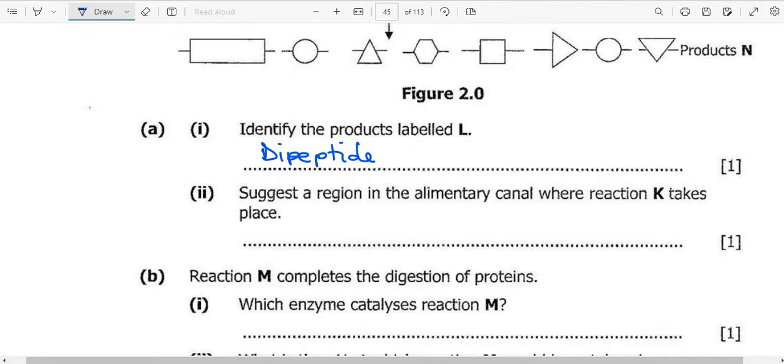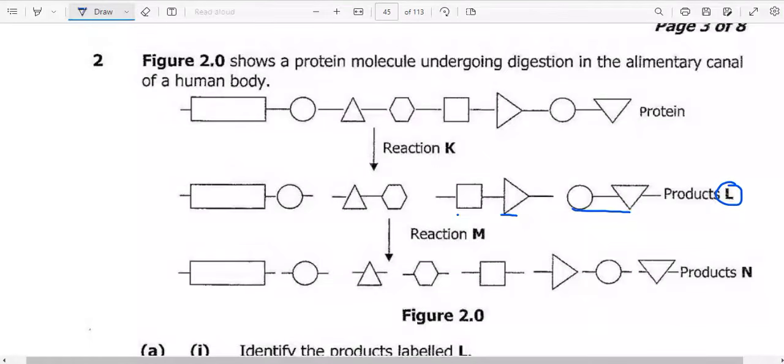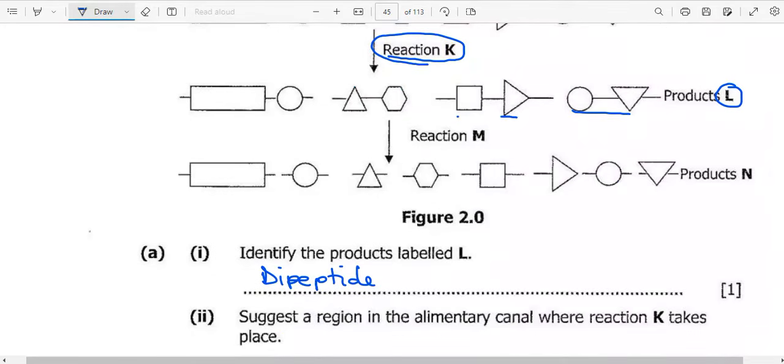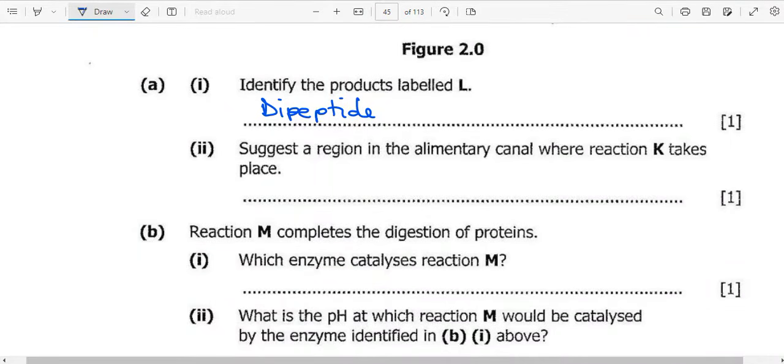Suggest a region in the alimentary canal where reaction K takes place. So we want to know where this reaction takes place. So where exactly? You'd find that because these are proteins here, where does this reaction take place? Because we are looking at the alimentary canal, the answer here is the stomach.